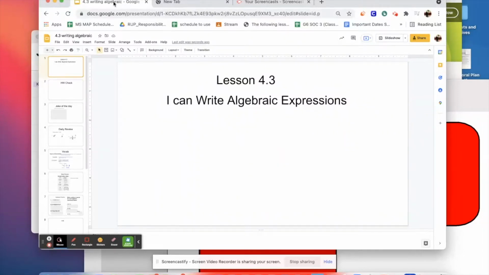Today we're going to look at writing algebraic expressions. I can write algebraic expressions.